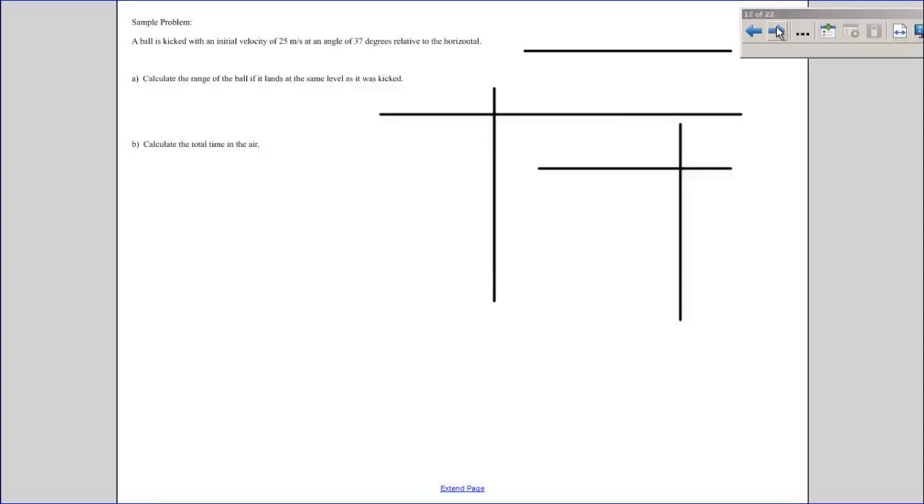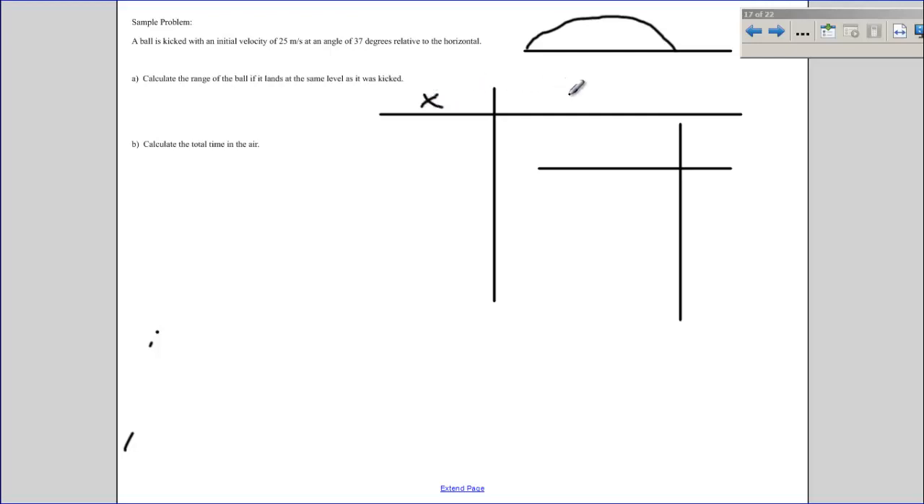I want to do one quick sample problem just to model this, and just bear with me as I do the drawing. You might want to put this in your notes if you don't remember this from last year too well. We've got a ball that's going to get kicked with an initial velocity of 25 meters per second, at an angle of 37 degrees relative to the horizontal. So the ball is going to get kicked off the ground, fly through the air and land back on the ground. And again, it should be a parabola. I like to get it approximately right. So this angle is 37 degrees, and the initial velocity here is 25.